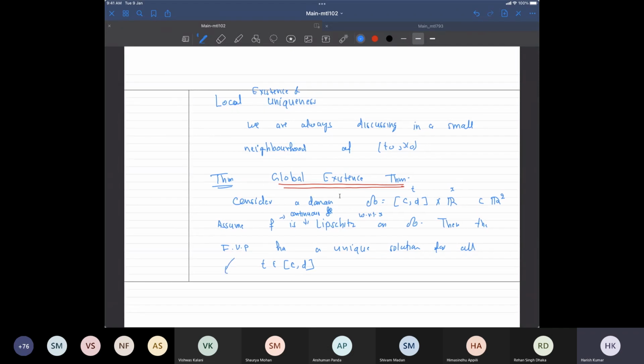Let's write the initial value problem explicitly. Initial value problem: x prime is equal to f(t, x), x at t naught is equal to x naught, for all t naught in this domain, defined on (c, d). That means not only will it be defined in a small neighborhood around t naught, but you can continue this process to fill the whole domain (c, d).